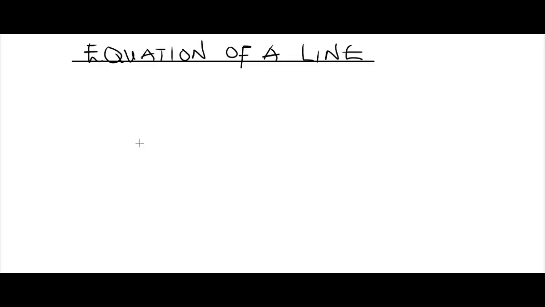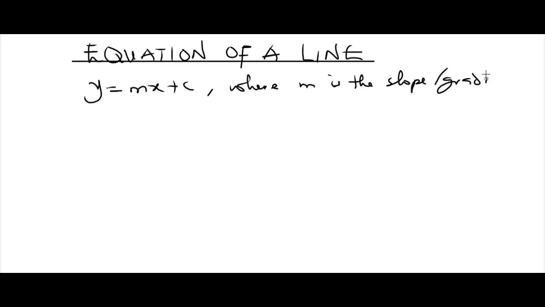Okay, let's proceed to finding the equation of a line. The general form of the equation of a line is known as y equals mx plus c, all right, where m is the slope or gradient and c is the intercept on the y-axis. So y equals mx plus c is the general form of the equation of a line.